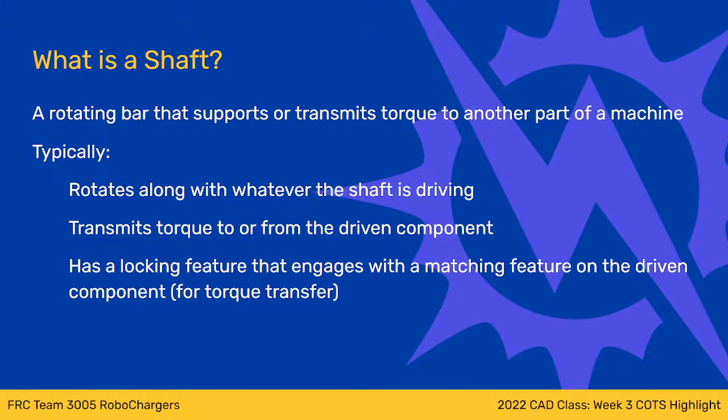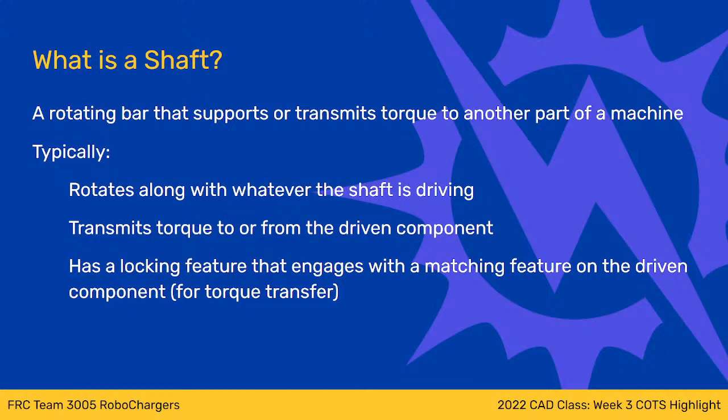Typically, there are exceptions to this, but typically it rotates along with whatever the shaft is driving, right? You think about a wheel or an arm or something that rotates, right? A roller or a winch or a belt or something, right? It rotates along with whatever it's driving. It transmits torque to or from the component, right? It can take torque out of something and hand it to something else, or it can transmit torque from a motor to a driven component.